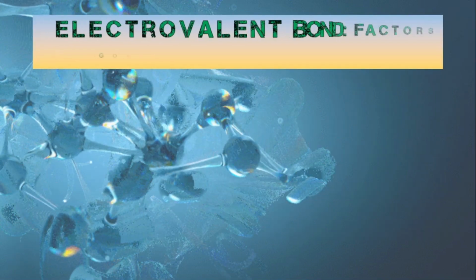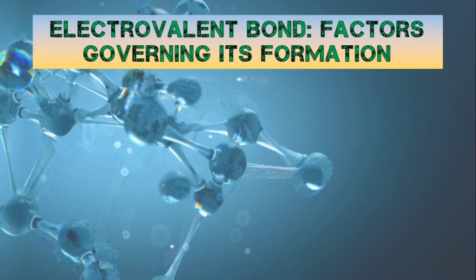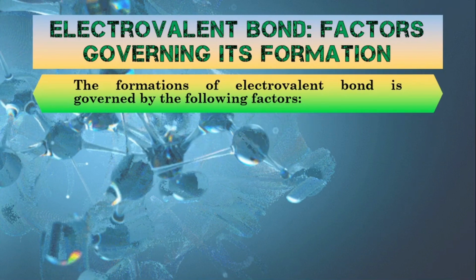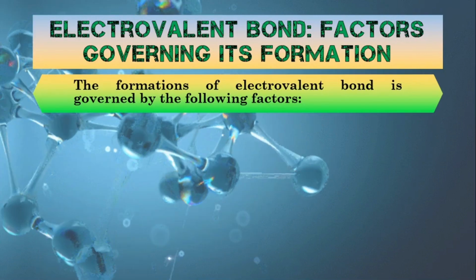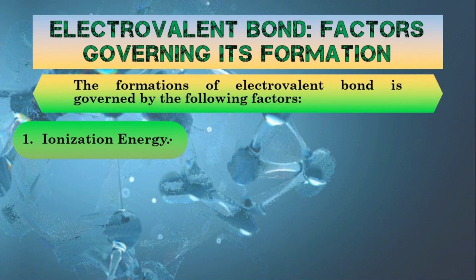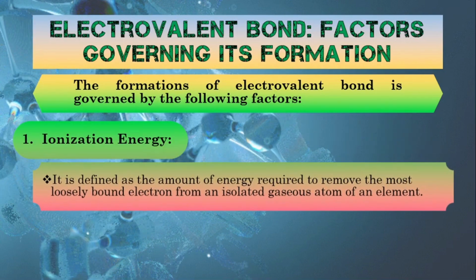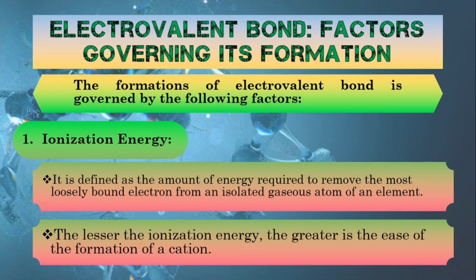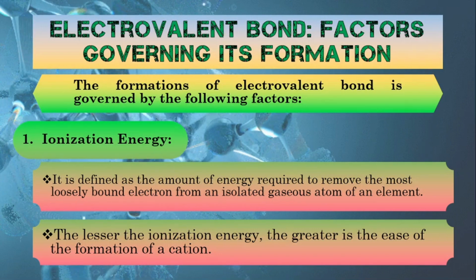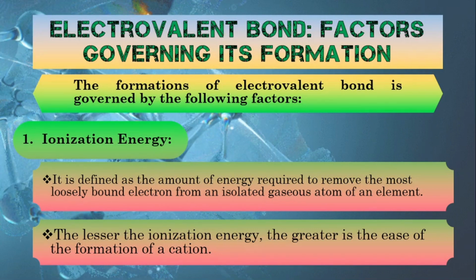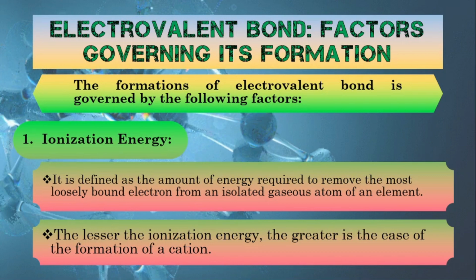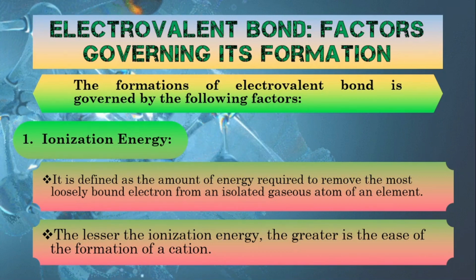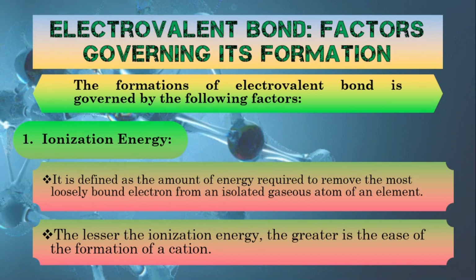Okay, so what are the factors governing the formation of electrovalent bond or the ionic bond? First, the formation includes the ionization energy. Ionization energy is defined as the amount of energy required to remove the most loosely bound electron from an isolated gaseous atom of an element. The lesser the ionization energy, the greater is the ease of the formation of the cation.